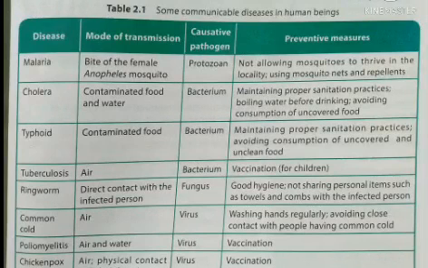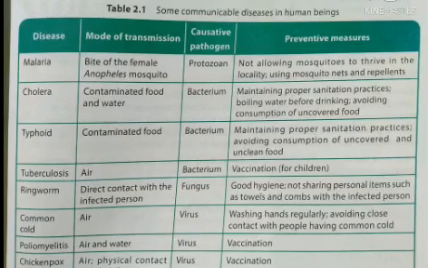Disease is cholera. Mode of transmission is contaminated food and water. Causative pathogen is bacterium. Preventive measures are maintaining proper sanitation practices, boiling water before drinking, avoiding consumption of uncovered food. Disease is typhoid. Mode of transmission is contaminated food. Causative pathogen is bacterium. Preventive measures are maintaining proper sanitation practices, avoiding consumption of uncovered and unclean food. Disease is tuberculosis. Mode of transmission is air. Causative pathogen is bacterium. Preventive measure is vaccination for children.